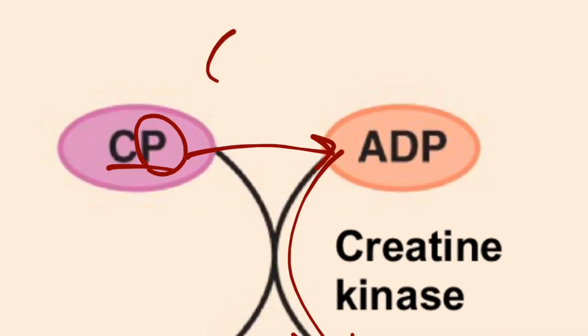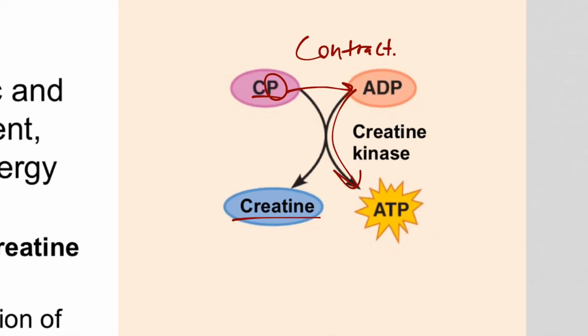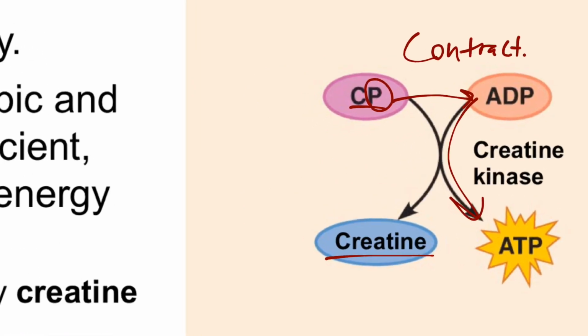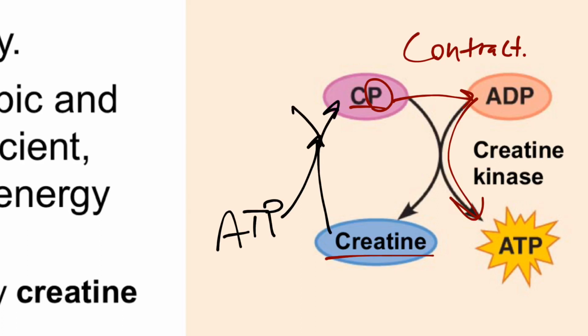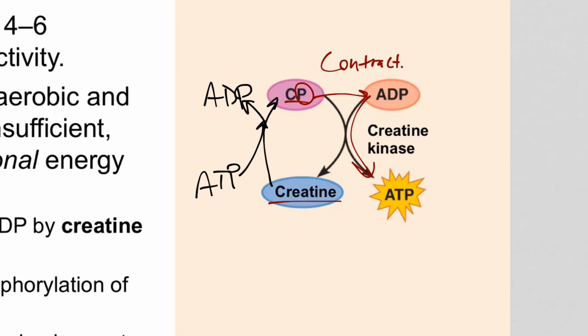This is what's happening during intense muscle contraction. Later on, when you're resting and you have extra ATP to spare, I should write that down here, you can have ATP give its phosphate back to creatine to remake creatine phosphate, which leaves you with just plain old ADP again. It may seem kind of strange that you use creatine phosphate to make ATP, and then later on you use ATP just to remake creatine phosphate.